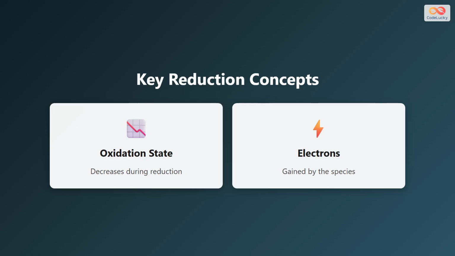There are two important concepts to understand about reduction. First, the oxidation state of the species decreases during reduction. Remember, gaining negative charges makes the overall charge more negative, which means the oxidation state goes down. Second, electrons are physically gained by the species. These electrons come from another species that is being oxidized. These two concepts are interconnected and help us identify when reduction is occurring.